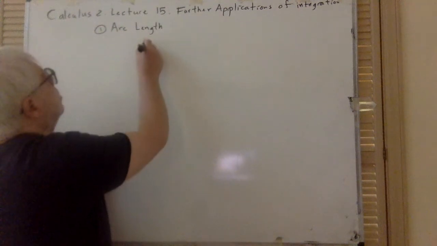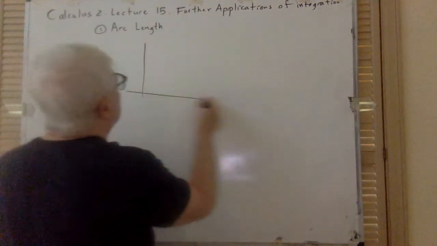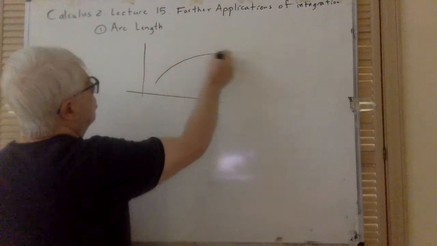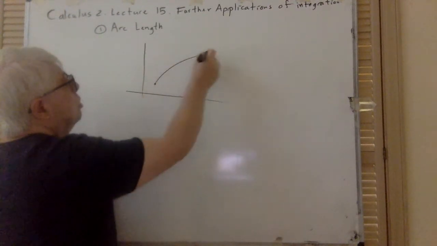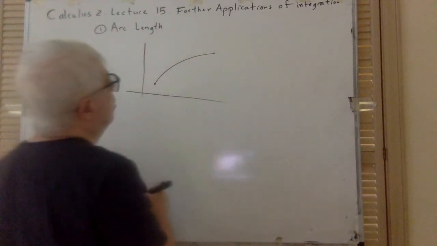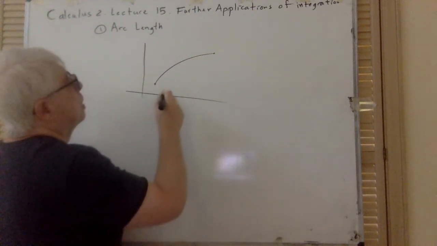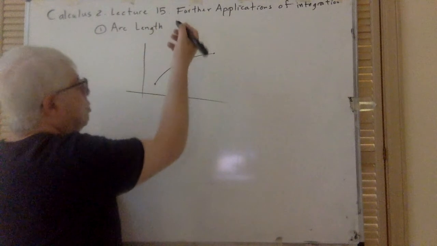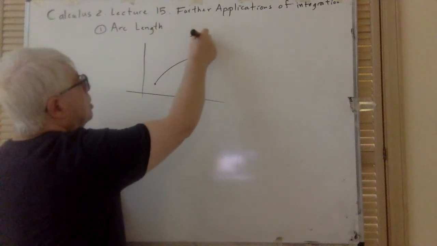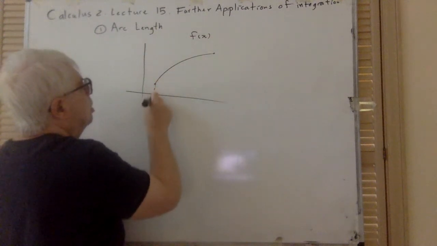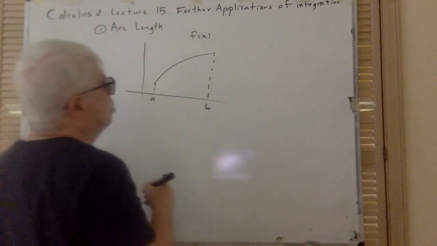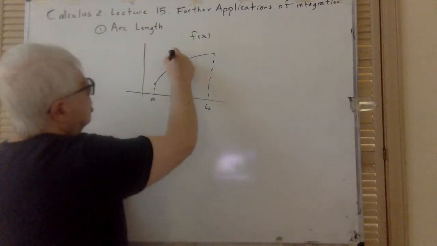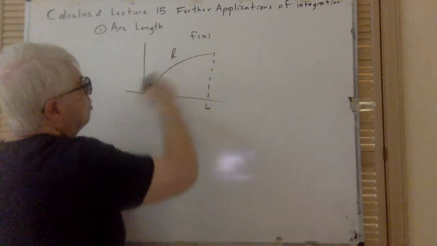We have a curve. This can be the graph of some function, or the graph of a relation, say. So we are given a function now. We have f(x) from a to b, and we want to find the length of this curve from a to b.